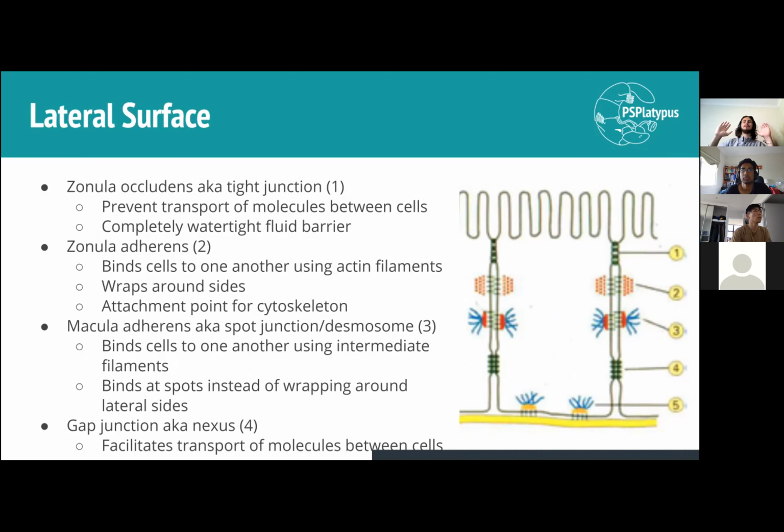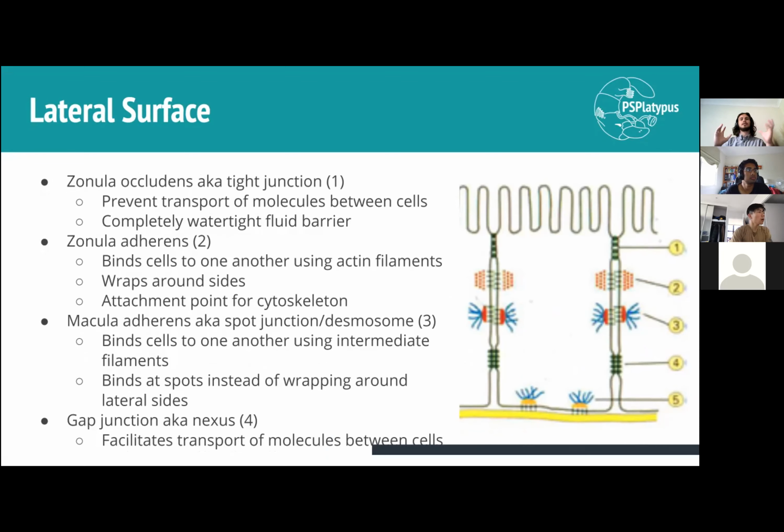Okay, good. All right, so we have the zonular occludens. So zonular, take it meaning sort of a zone or a wider space, and occludens meaning to occlude, to stop, to block. So it's also known as a tight junction. You can see that depicted here in this picture. And that's designed to prevent transport of molecules between cells. Imagine it as a completely watertight fluid barrier. You can't transport things between plasma membranes.